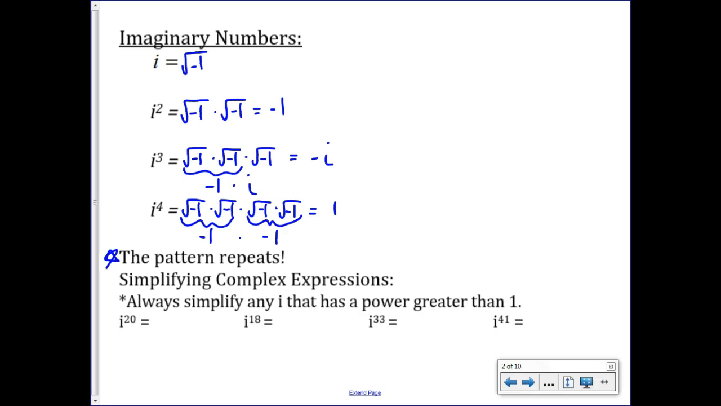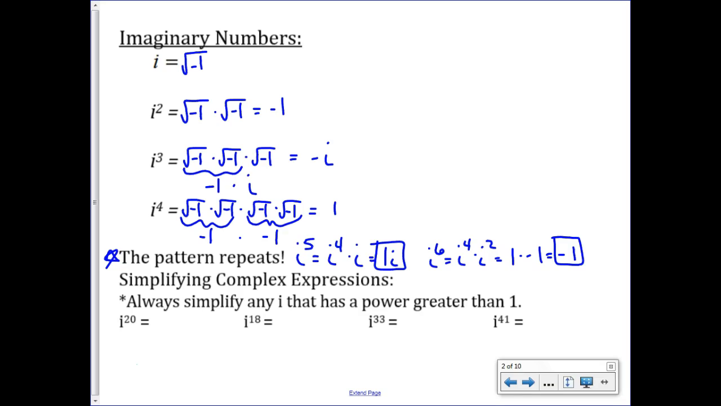Here's what's important to know. If I went to i to the fifth, that's the same thing as i to the fourth times i to the first, right? So then i to the fourth we said is just 1, and then we have i. i to the sixth is i to the fourth times i to the second. So that's 1 times i squared, or times -1, which would be -1. So look, we've gone from 1, i, to -1.